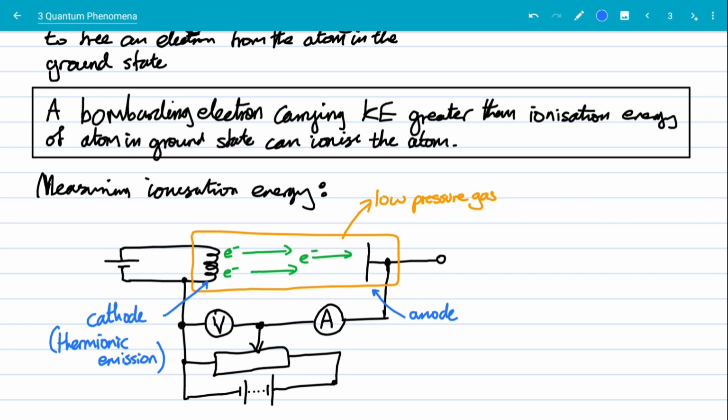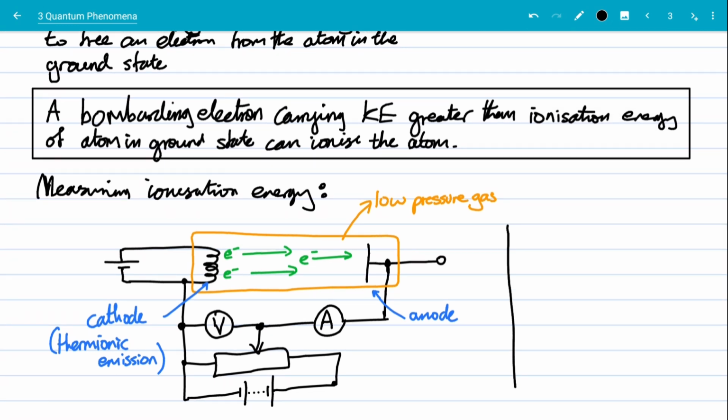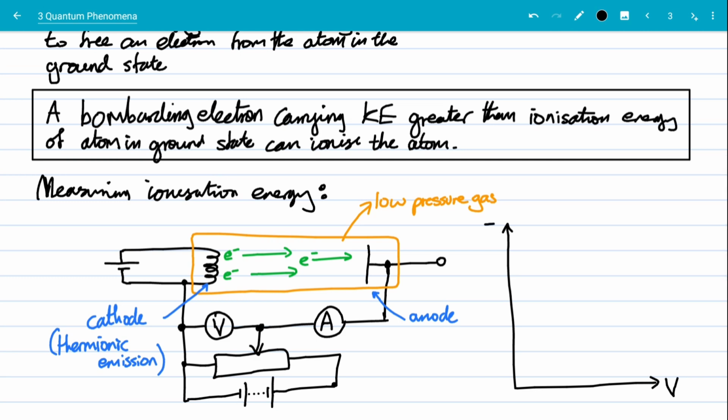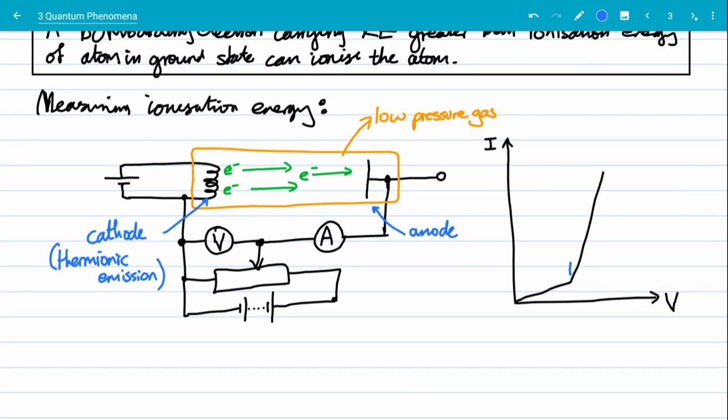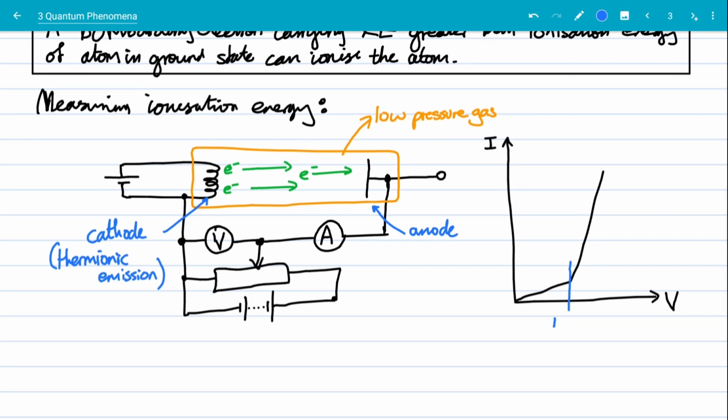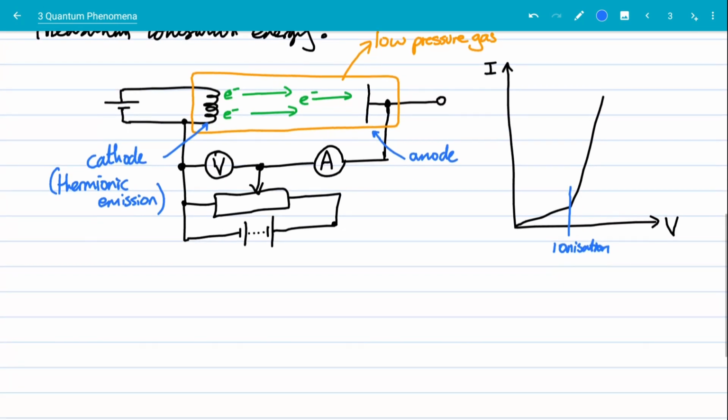So there we go. What would we expect the graph to look like? Well, let's have our potential difference on the x-axis, and let's have our current on the y-axis. We'd expect to see something like this. And where there is a sudden change, that corresponds to ionization happening.